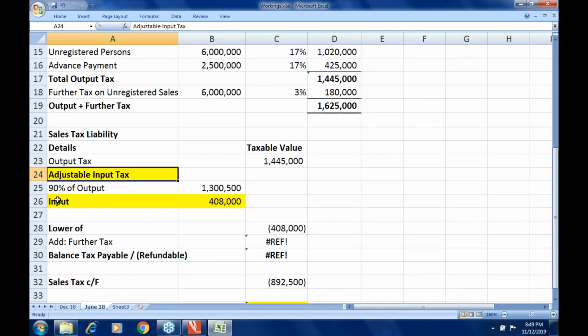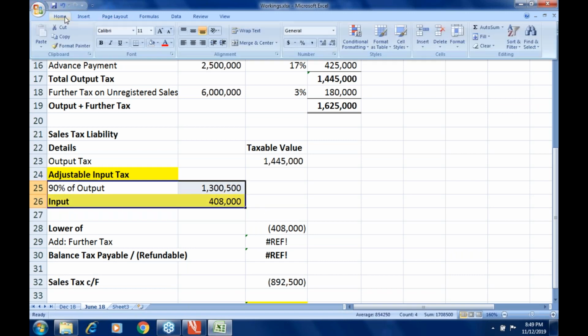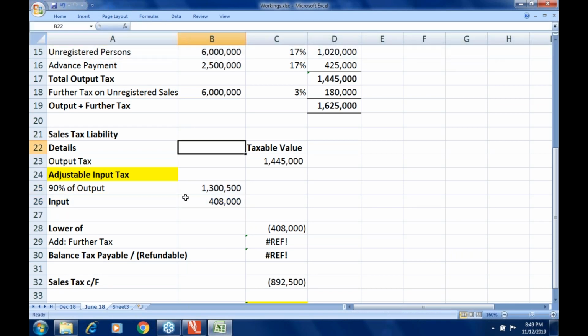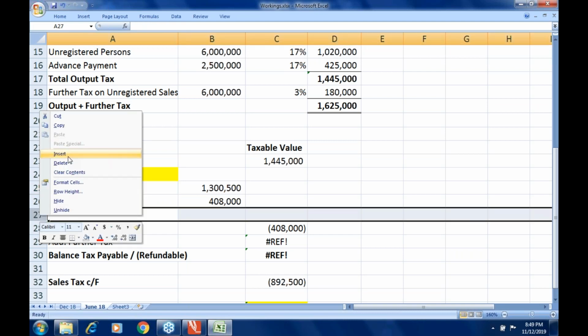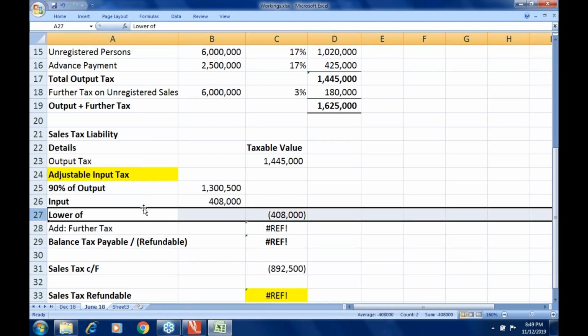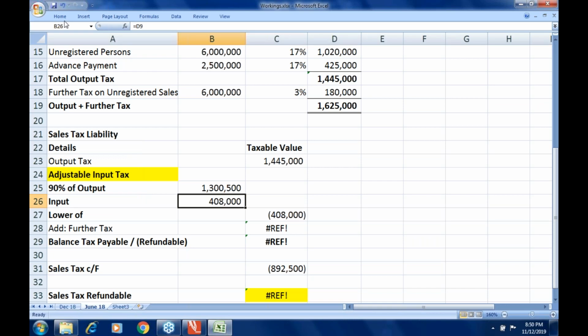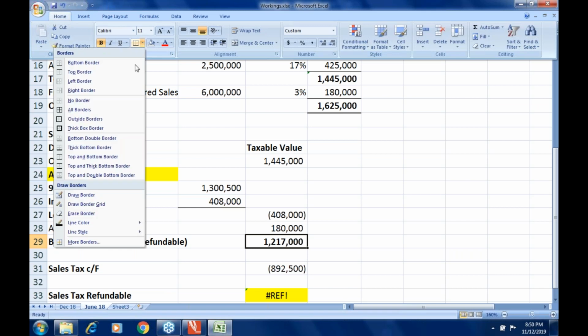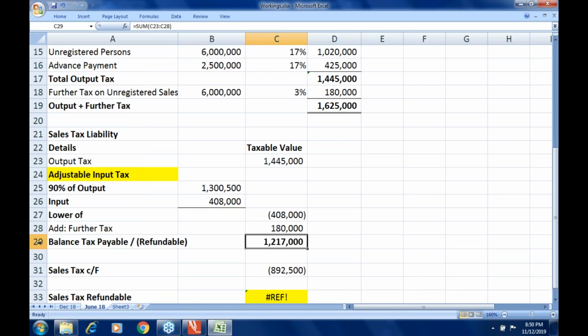So how does it all go about? It's actually adjustable input tax, then it's 90% of output and the input, whichever is lower. Whichever amount is lower amongst them is considered as a deduction from the output tax. And then you add the further tax to it. So the balance tax payable is basically 1,217,000.